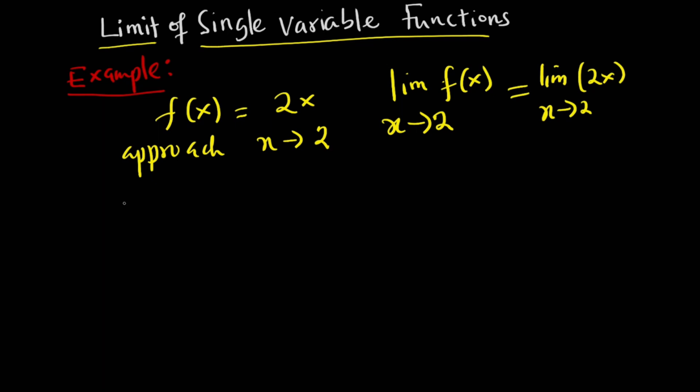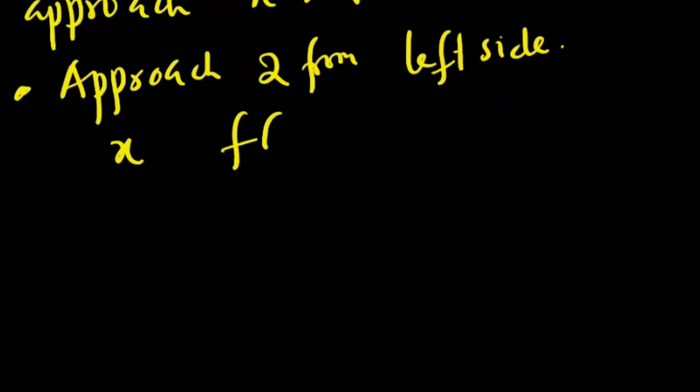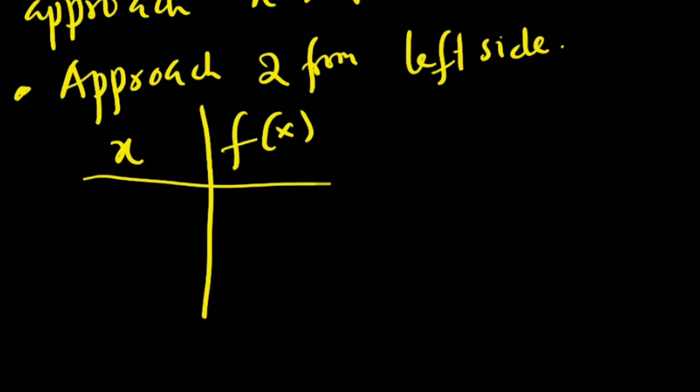So let's start. The first thing to do is to approach 2 from the left side. Now we know that the number line is something like this. So if 2 is here, approaching it from the left side would be coming from this side, which would mean numbers less than 2. And approaching it from the right side would mean taking numbers greater than 2 and decreasing them towards 2. So let's say we have the values of x and we want to know the value of the function f of x.